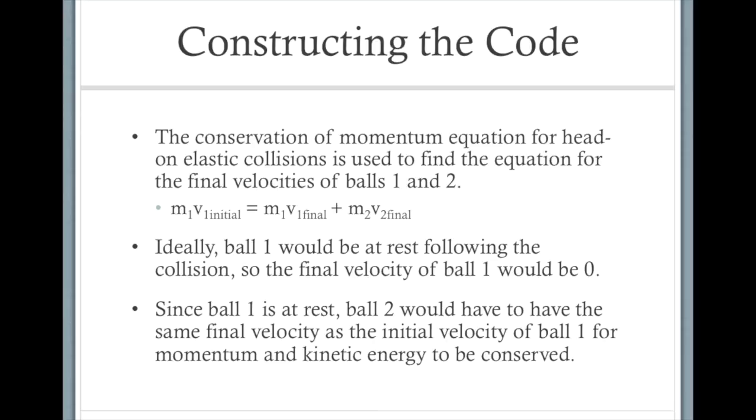In order to construct the code, I first had to find final velocities for balls 1 and 2. To do this, I utilized the conservation of momentum equation for head-on elastic collisions, which states that the mass times the initial velocity of object 1 is equal to the mass times the final velocity of object 1 plus mass times the final velocity of object 2. Ideally, ball 1 would be at rest following the collision, so the final velocity of ball 1 would be 0. Since ball 1 is at rest, ball 2 would have to have the same final velocity as the initial velocity of ball 1 in order for momentum and kinetic energy to be conserved.